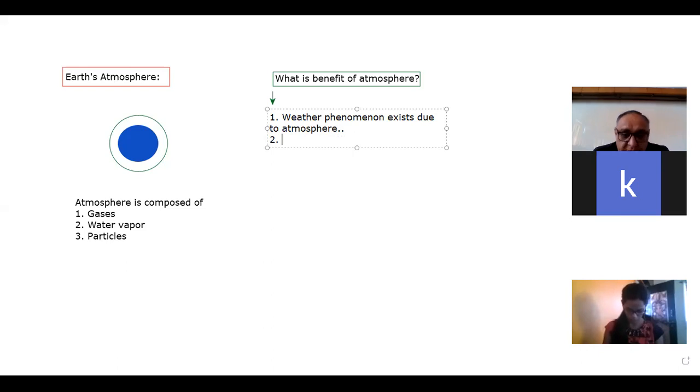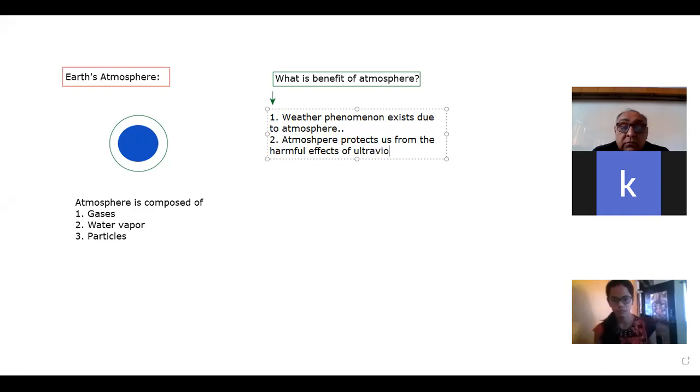And the second thing is that the atmosphere protects us from the harmful effects of ultraviolet rays of the sun. You know, the ultraviolet rays coming from the sun towards the earth are absorbed by the ozone in our stratosphere. So that is why it protects us from that.